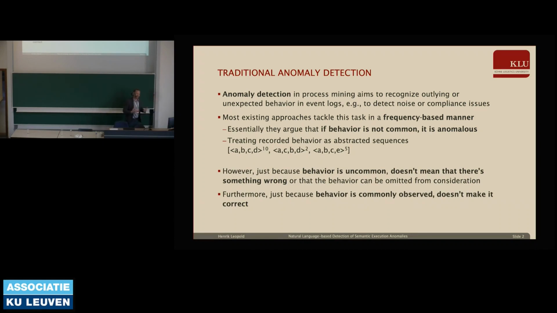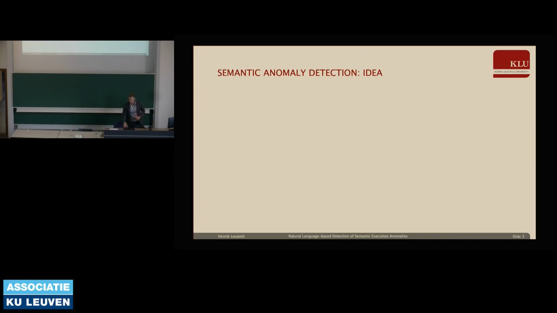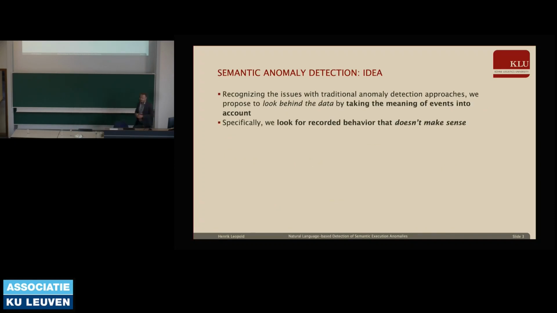So we thought, is there any mechanism we can use to find anomalies that do not build on the concept of frequency? So what's the idea? What we wanted to do is to take the meaning of events into account, and we put it that way in the paper, to detect anything in the log that simply doesn't make sense.